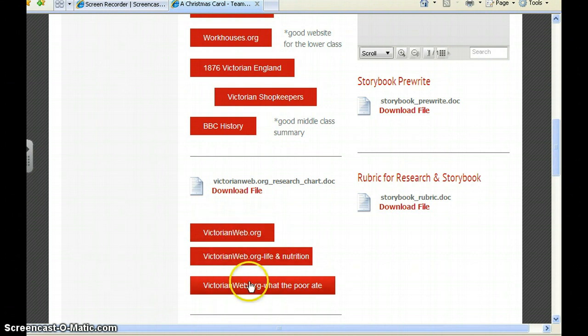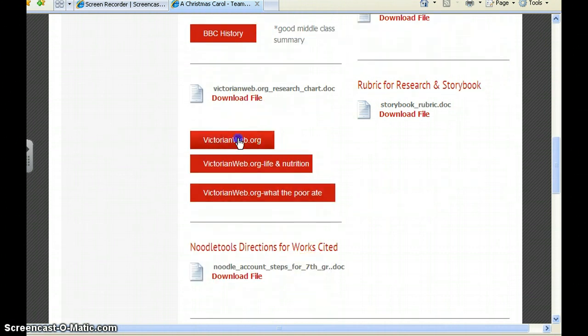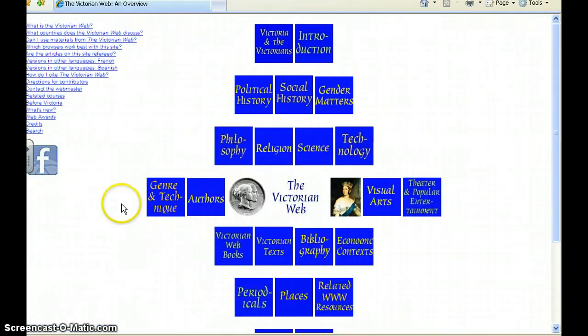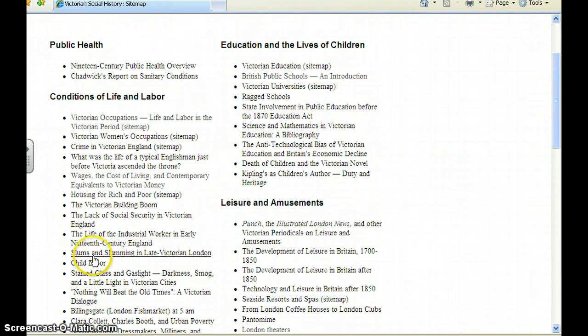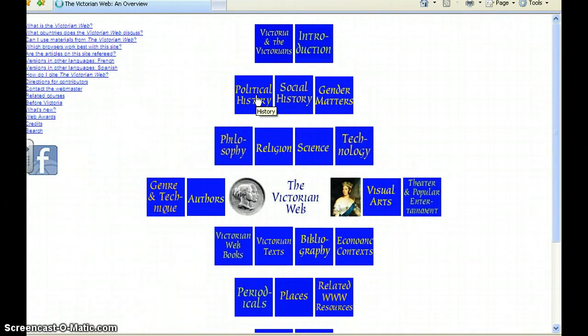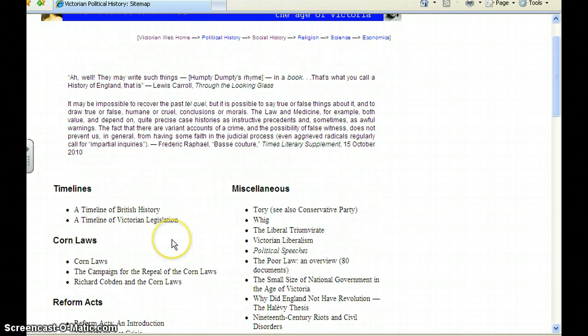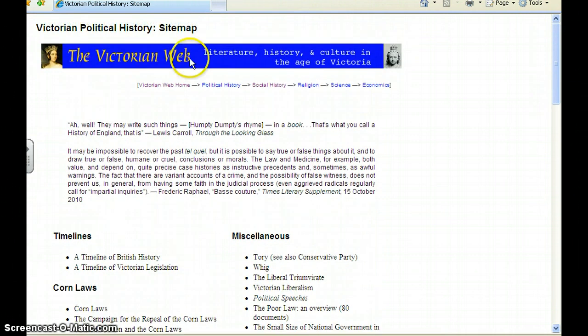And there were just some good things here about what life was like during the Victorian era for nutrition and what the poor ate. But again, on this website, there are tons of different links that they can go to. Each of these different underlined parts is another link to a different article. And so between political history and social history, there were many, many different places that they could find information. This is a little bit of a harder, higher level reading material on this particular website though.